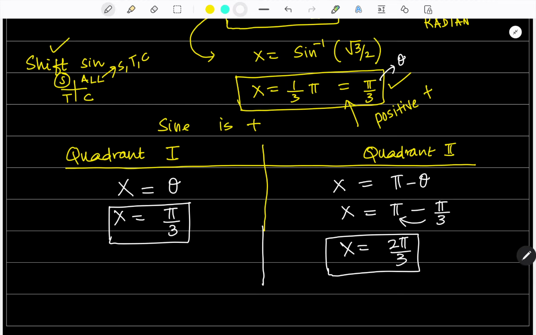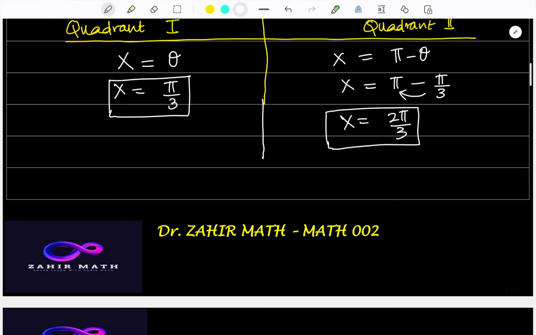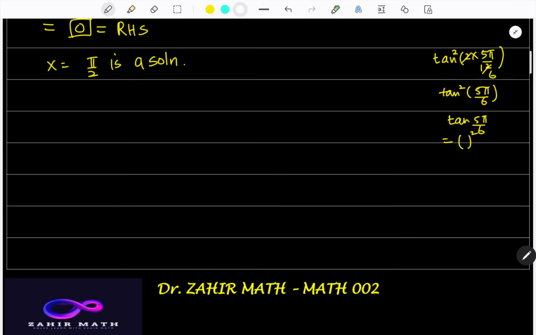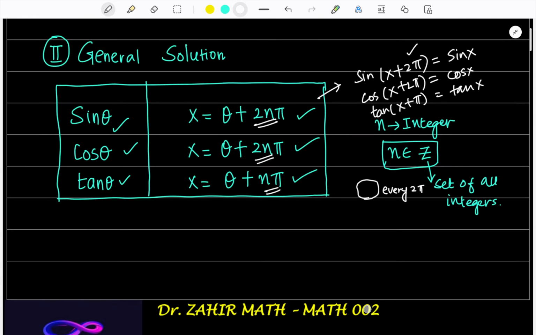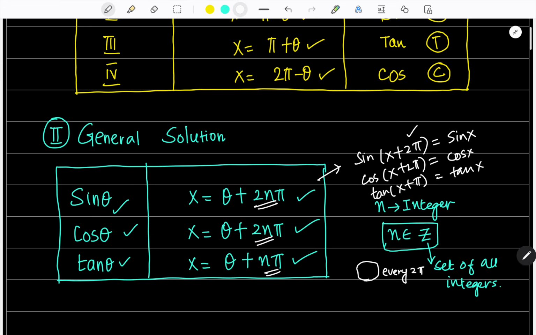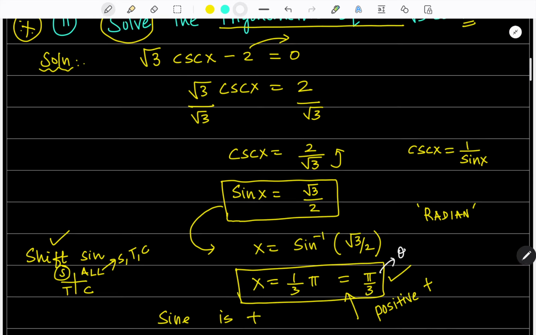I got two answers. Now you have to write the general solution. I gave you the formula for the three types: sine, cosine and tan. What is the formula I gave you for this one? General solution, sine: x equals theta plus 2n pi, cosine also theta plus 2n pi, and tan is theta plus n pi. This is the formula. So the same formula, I'm going to use it here also.